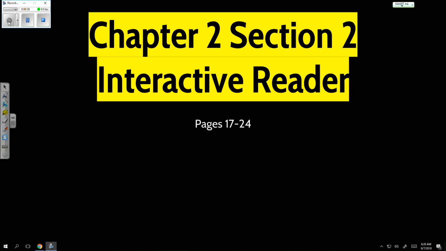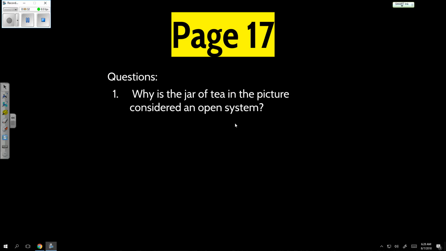Questions to answer, page 17. Why is the jar of tea in the picture considered an open system? What is a system? Earth scientists often say Earth is a system. A system is a group of related objects or processes that work together to form a whole. Highlight that sentence.